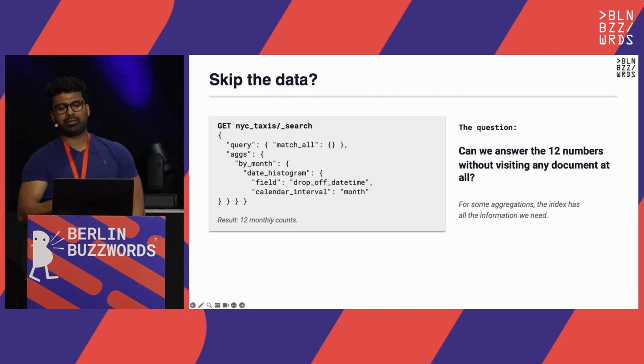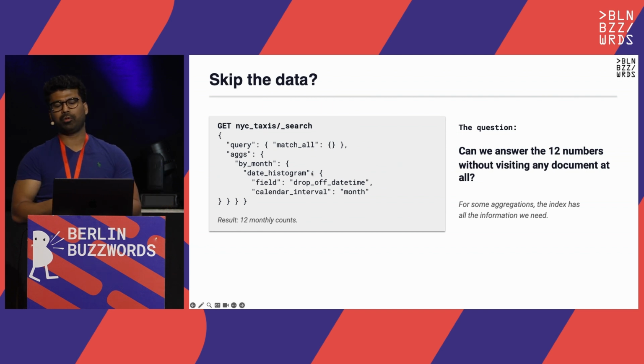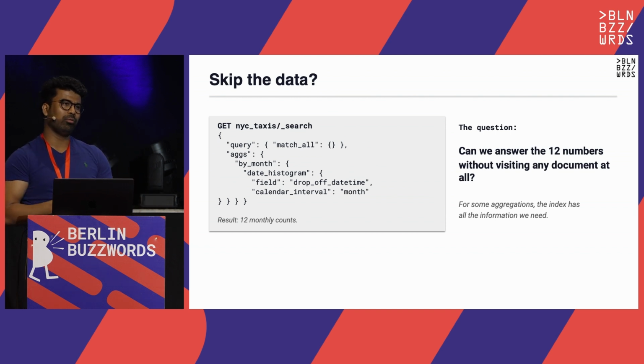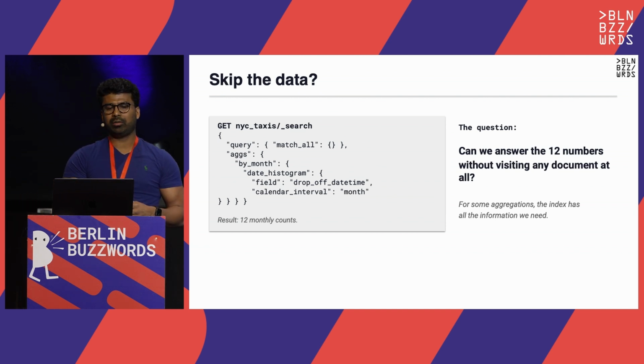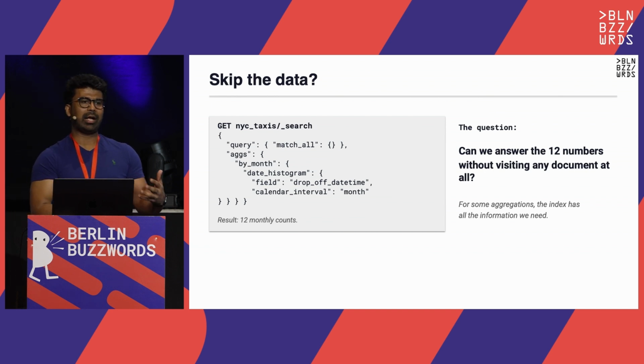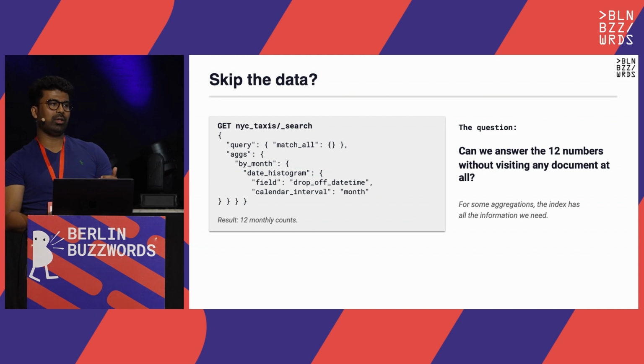So we'll take an example of a very quick analytics query. This is the NYC taxi data set, which a lot of you might be familiar with. And we will take a very simple date histogram aggregation over 12 months, which is a very common use case for log analytics. We just want to see the number of taxi rides on a per month basis, right? And the result is only 12 counts, right? 12 document counts.